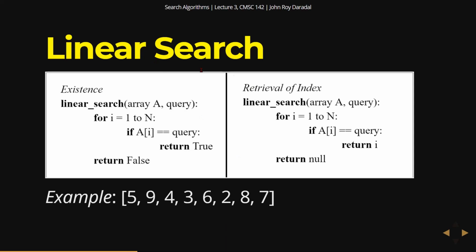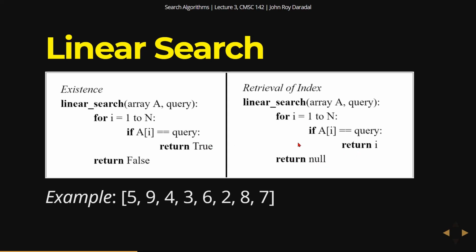So, the pseudocode is fairly easy, right? You just have a for loop, right? For I from 1 to n, where n is the number of items in your array. Check if array at index I is the query item. If it is, then you return true. Otherwise, when you've searched the whole array and it's not returned yet, then you return false because it's not there. If you're not looking for existence but you want to retrieve the index of the item, then return the index I instead of true or false. Otherwise, return null if it does not exist.